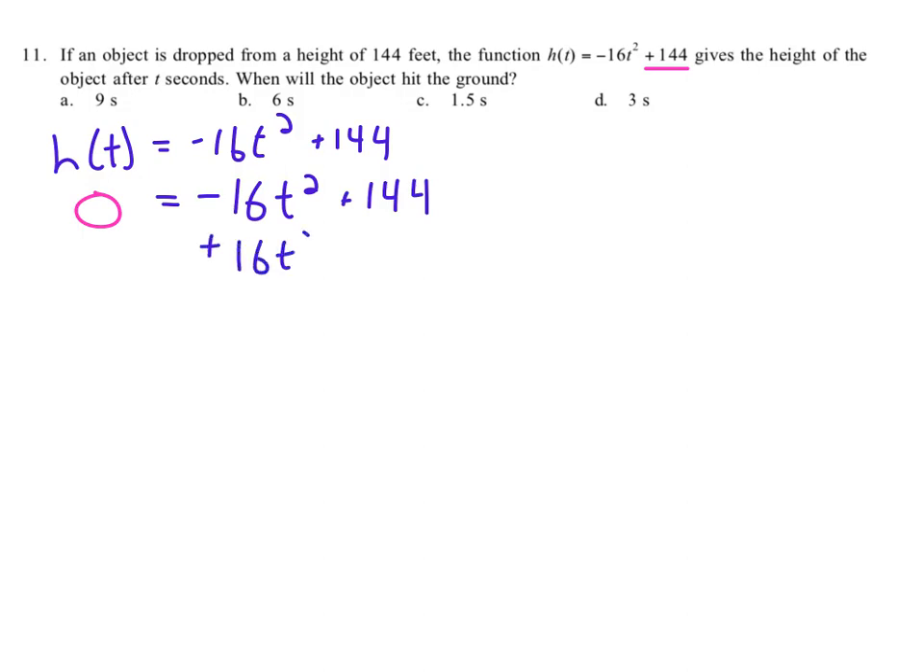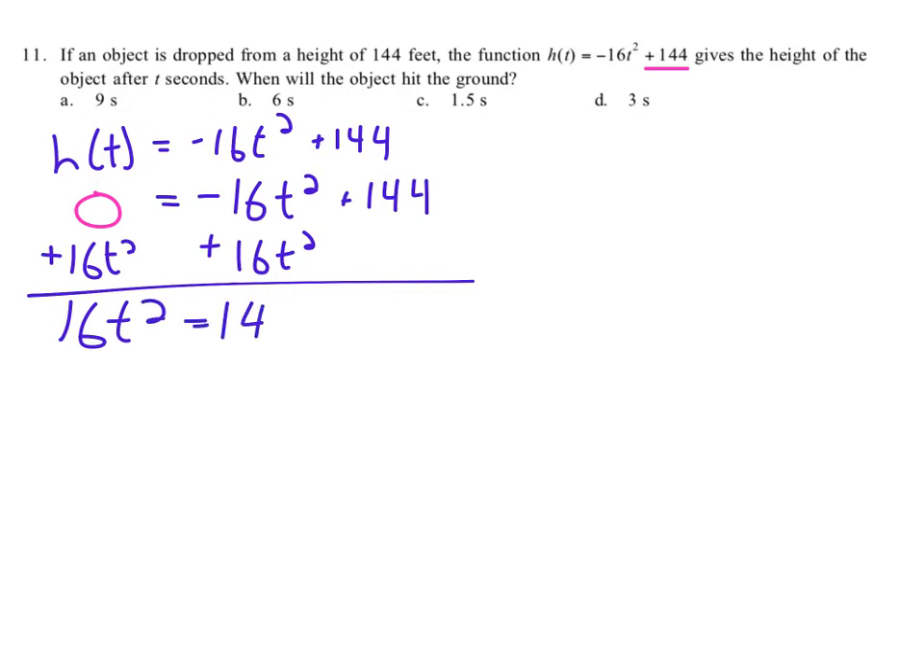We'll say plus 16t squared to both sides. And we get 16t squared is equal to 144. We don't want to know what 16t squareds are. We want to know what just t squared is. That's when we can square root it. So let's divide both sides by 16. We can say 16t squared divided by 16 equals 144 divided by 16.